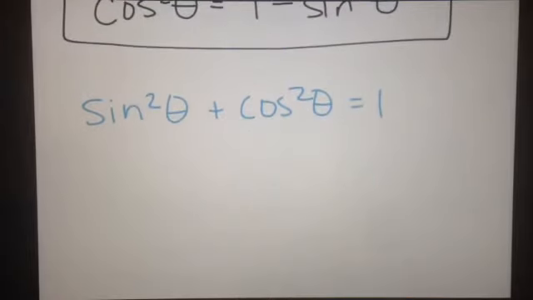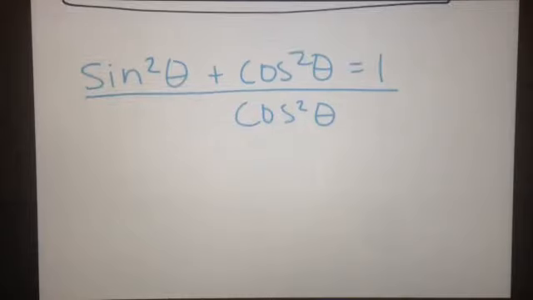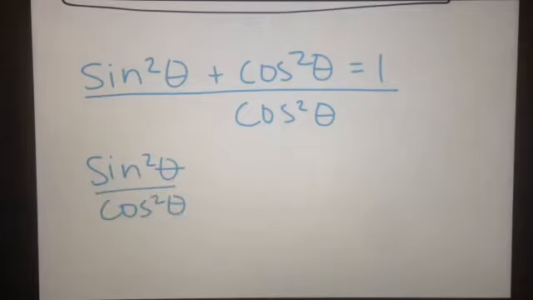So let's say I wanted to divide through this entire equation, and I'm just going to divide it by cos squared theta. So for my first piece, I would have sine squared theta over cos squared theta. And then cos squared theta over cos squared theta is just 1. And then on the end I'd have 1 over cos squared theta.